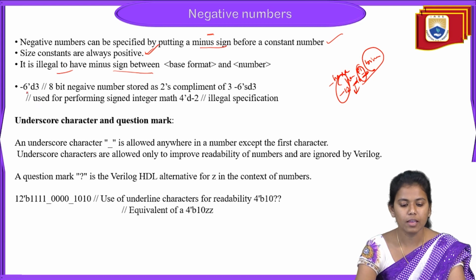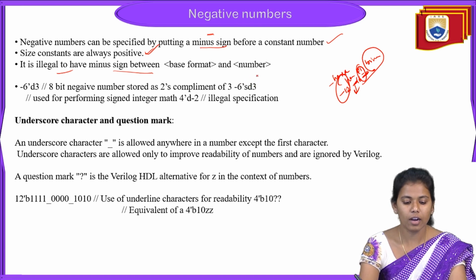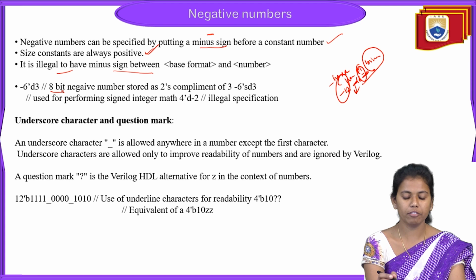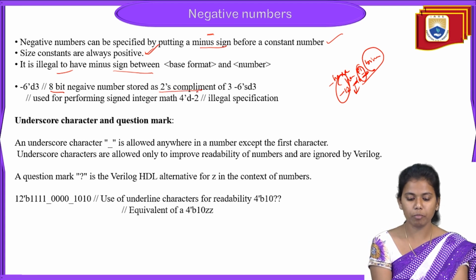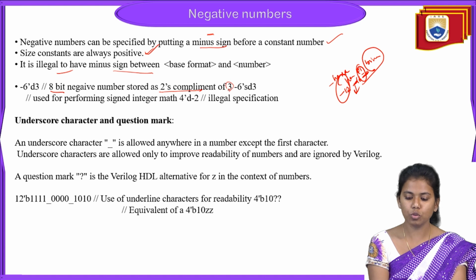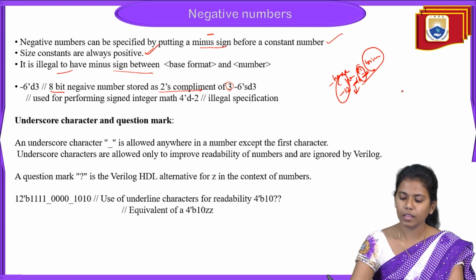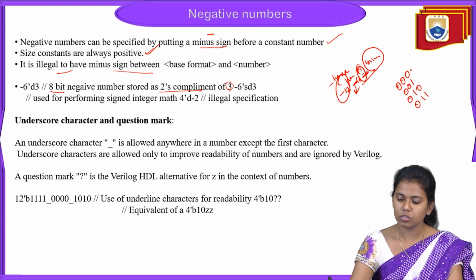For example, here you see minus 6D3. That is, it is an 8-bit negative number stored as 2's complement of 3. That is minus 6SDS. So this is minus 6. It is an 8-bit negative number stored as 2's complement of 3. What is 3? You know, 0, 0, 0, 0, 0, 0, 1, 1. So what is 1's complement for this?